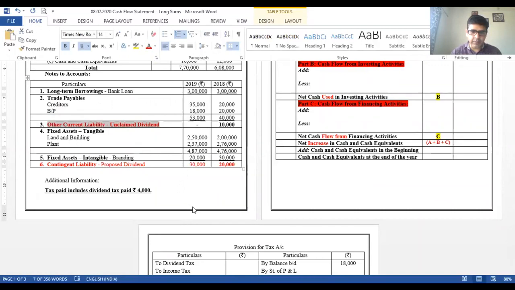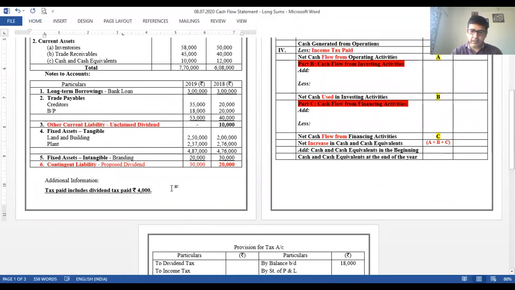Unclaimed dividend, right? And this is the part, this is adjustment, only adjustment. Tax paid includes dividend tax paid rupees 4,000. Okay, tax paid includes dividend tax. Okay, the dividend tax is basically like the TDS is the word to be used over here. Companies are asked to deduct the tax of the shareholders on the dividend to be paid to them, and the tax so deducted by the company has to be paid to the government. That is what is TDS, tax deducted at source. So that tax has been paid by the company to the government now.